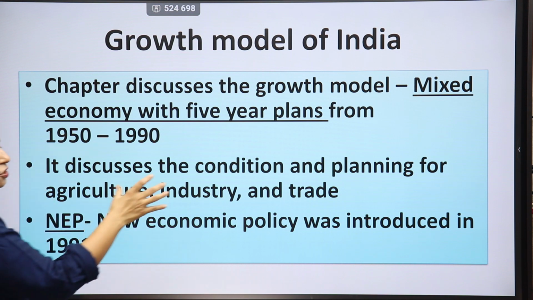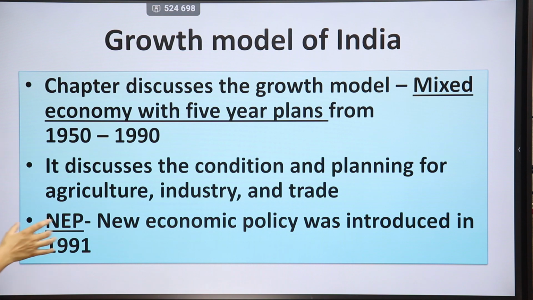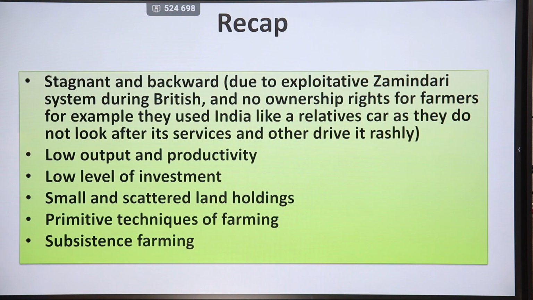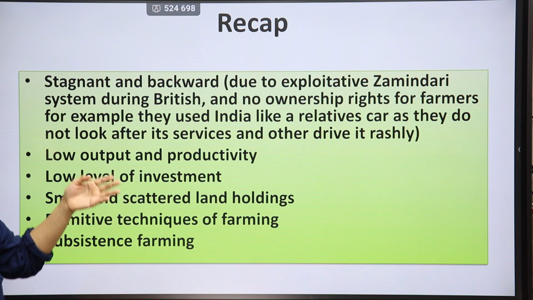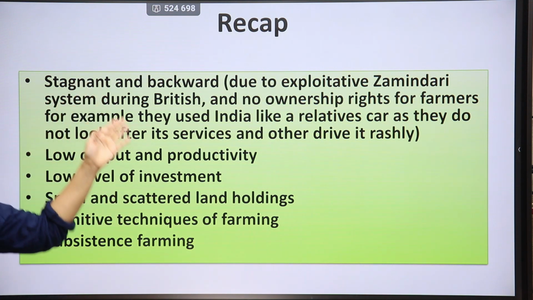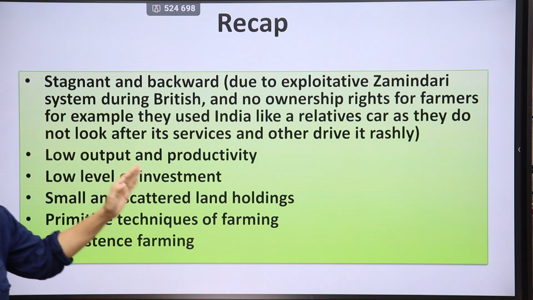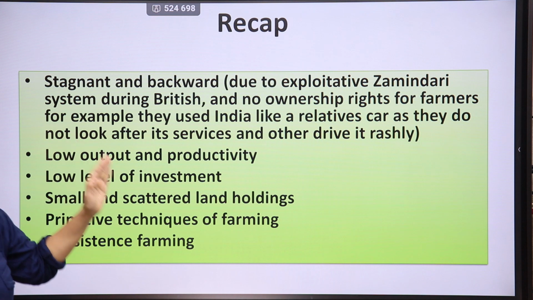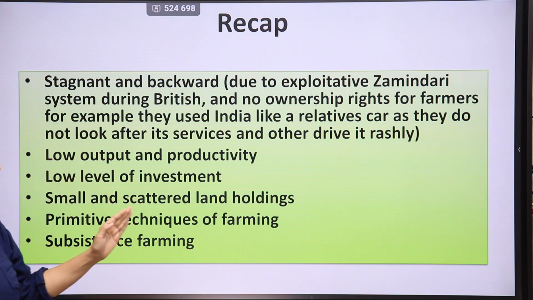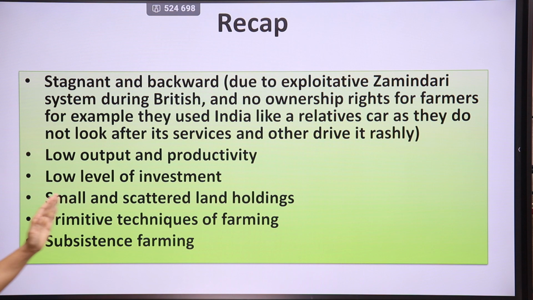New economic policy was introduced in 1991, and before that, the mixed economic model with the help of economic planning was pursued. Recap: stagnant and backward economy due to exploitative zamindari system. We have covered these topics in chapter 1, so I won't be going into detail. Then there was low output and low productivity, low level of investment, small and scattered land holdings, primitive techniques of farming, subsistence farming. To understand all these topics in detail, you can refer to chapter number 1. So I won't be discussing them once again over here.